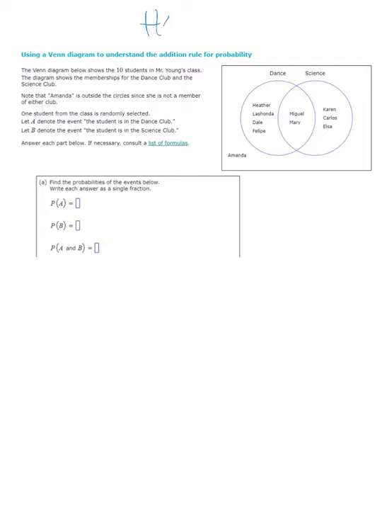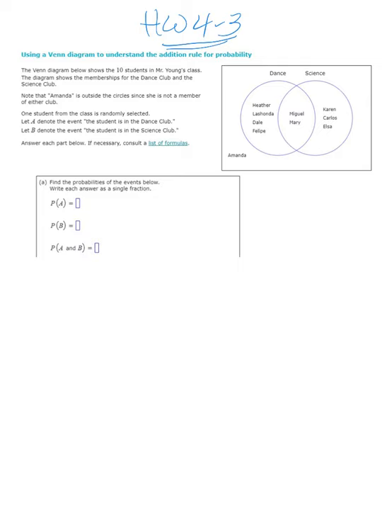All right, here we go with homework 4-3. I use Venn diagrams a lot to help me understand probability. So I'll be drawing a lot of these, but in this case, you're forced to look at one to help you get an understanding of what they call the addition rule for probability.